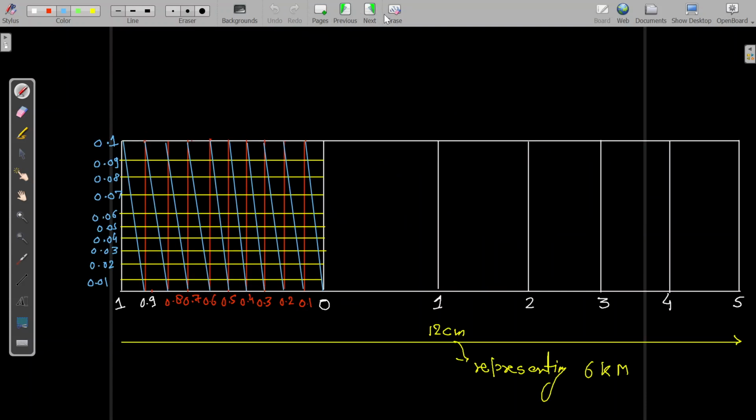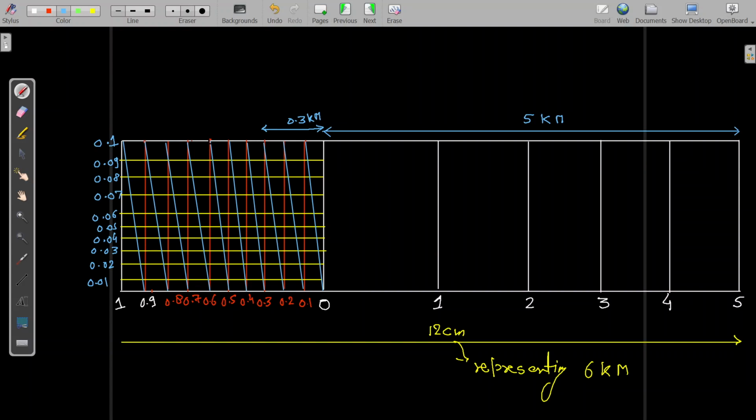Okay, so see, from here 0, 1, 2, 3, 4, 5. So this much distance will represent 5 kilometer. Okay, from here to here, this is 5 kilometer. Again, what was 0.3 kilometer? Okay, so 0.1 is this, 0.2 is this, 0.3 is this. So this will be 0.3.